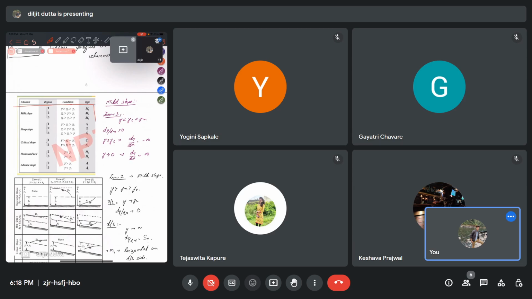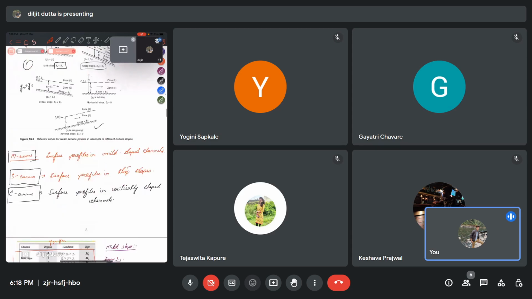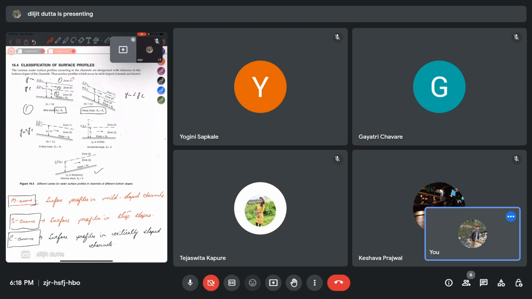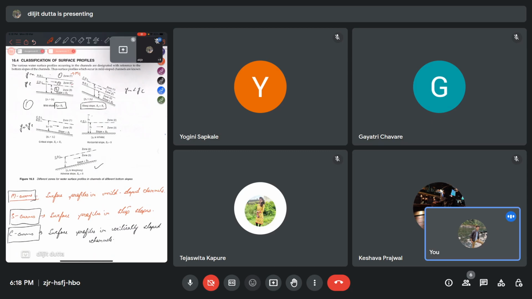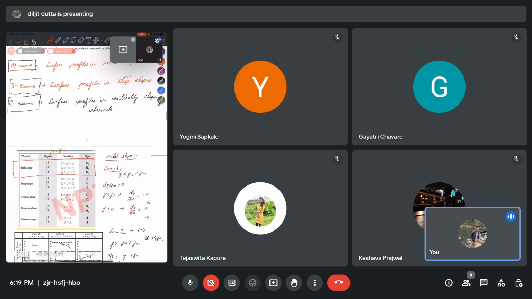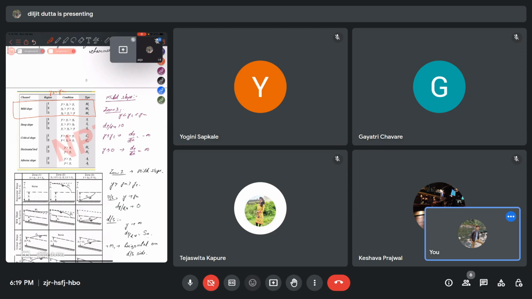So this is for mild slope. The first one is M1. M1 is when y is greater than yn and greater than yc, that is, it is in region 1. So this region corresponds to M1. Secondly, M2 is when yn is greater than y, which is greater than yc. The flow in this region corresponds to M2, and the flow in zone 3 corresponds to M3. So let us see through the regions one by one.